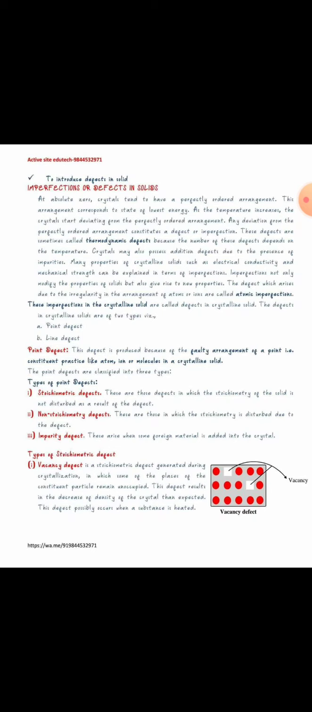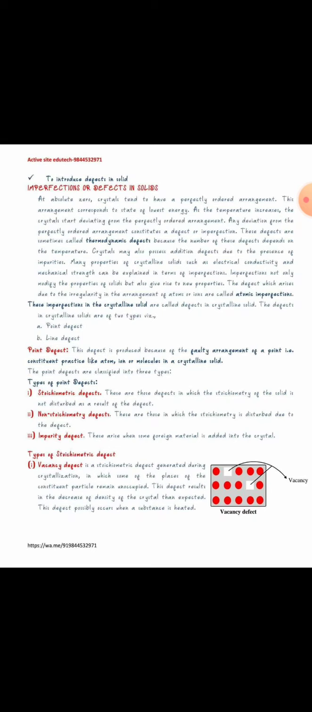Now let us see what are the different types of imperfections or defects in crystalline solids. The two broad classes of defects in case of crystalline solids are: number one is point defects and number two is line defect. We'll be taking first point defects.